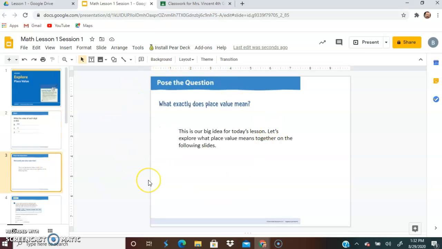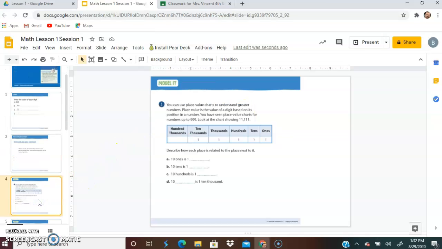Okay, so our big idea today is what exactly does place value mean? Let's explore what that means together. Now, these questions, starting with number 1, are actually in your book. So as you watch the video, you're going to write down in your workbook. Don't try to type it on the screen, just write it in the workbook.